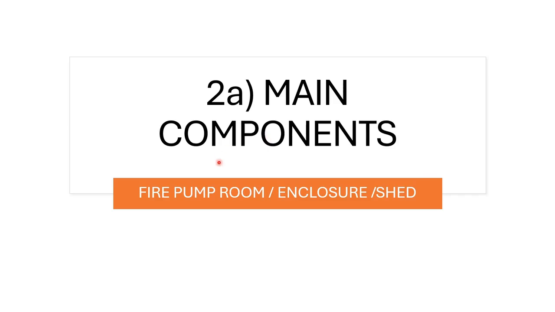Main components in a fire pump room. Basically, the main components typically include fire pumps, controllers, jockey pumps, piping and valves. So we shall go through each and every detail in this particular section.